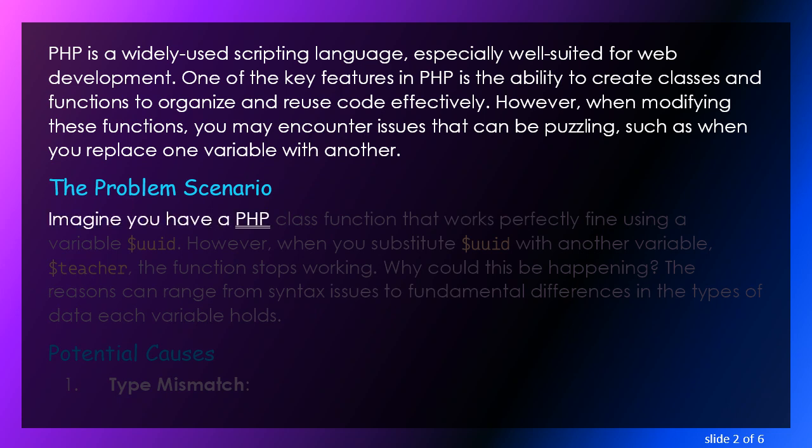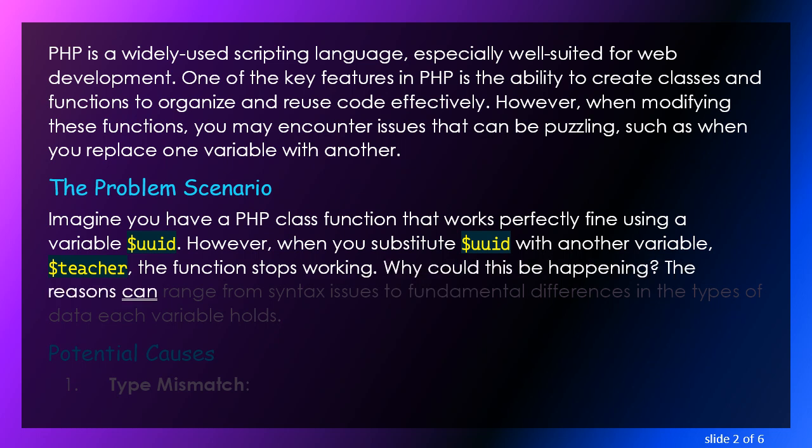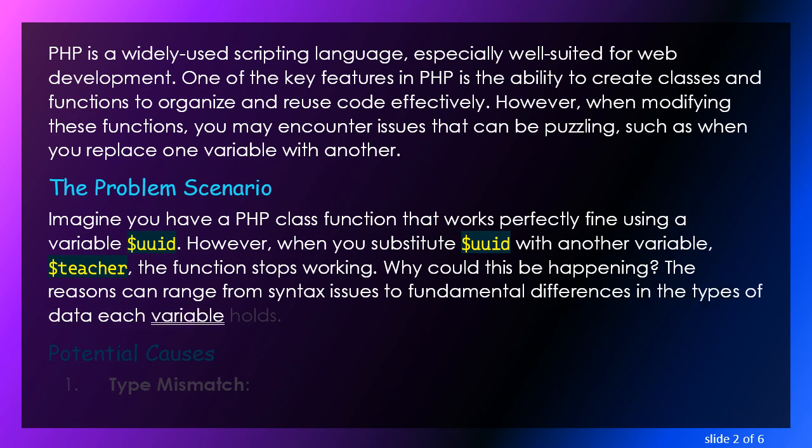The problem scenario. Imagine you have a PHP class function that works perfectly fine using a variable $uuid. However, when you substitute $uuid with another variable, $teacher, the function stops working. Why could this be happening? The reasons can range from syntax issues to fundamental differences in the types of data each variable holds. Potential causes. Type mismatch.